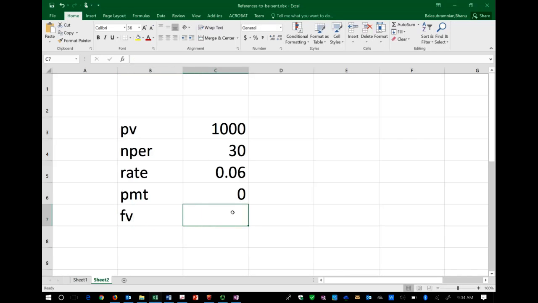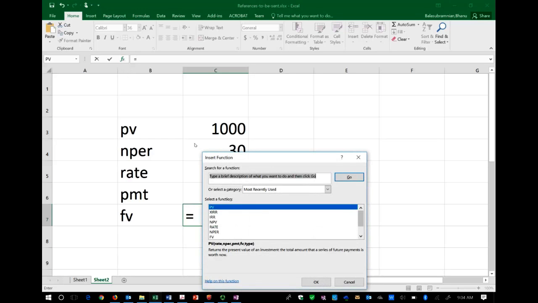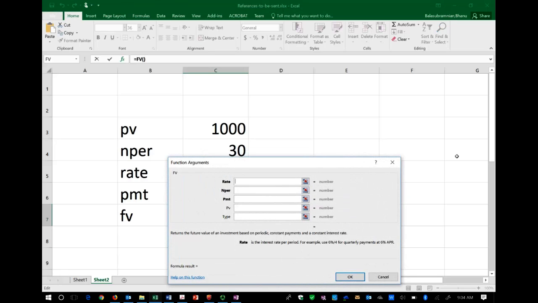So, what will I do? I should say equal to, and if you see this function, you have a lot of functions here: statistical, arithmetical, financial, scientific, all of that. So, what you can do is search for future value. So you got the future value here, and if you click OK, you will get this.